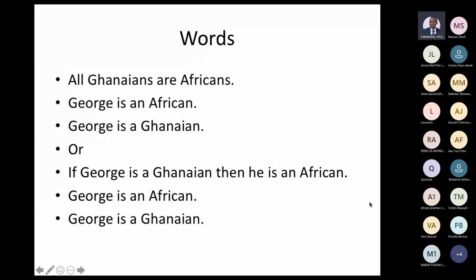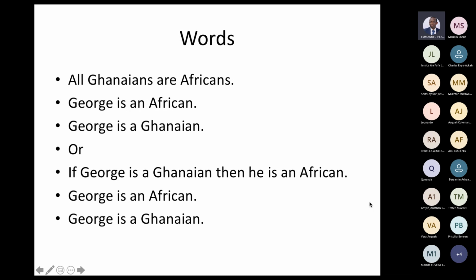Now let's look at it in words. All Ghanaians are Africans. George is an African, therefore George is a Ghanaian. So why is the argument invalid? Because showing that George is an African is not enough to show he's a Ghanaian. If he's an African, he could be from anywhere in Africa. So that he's an African doesn't automatically mean he's a Ghanaian.